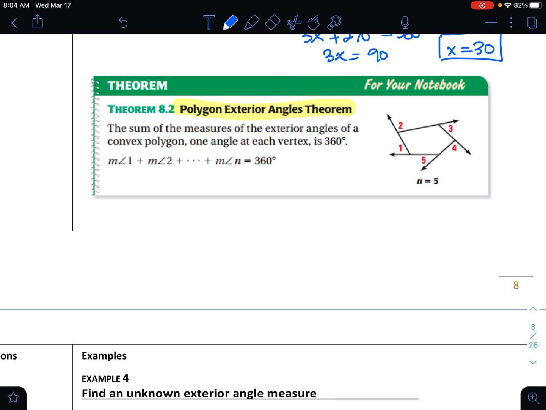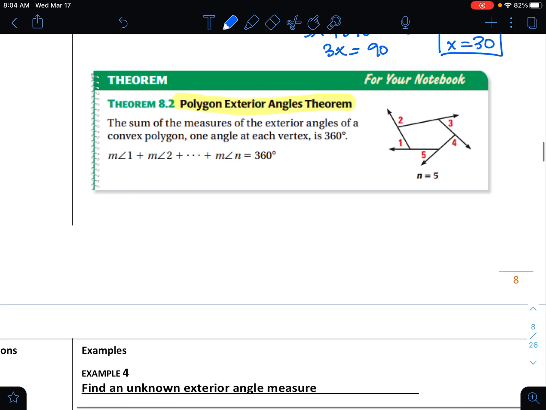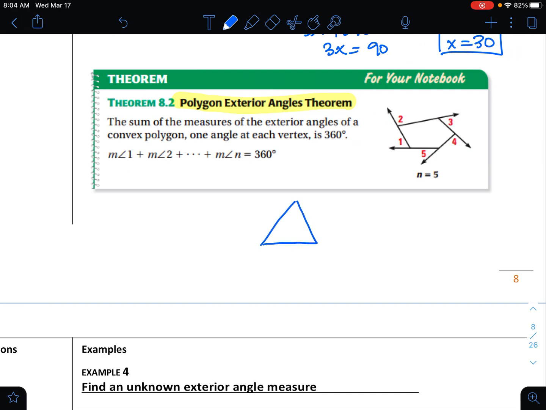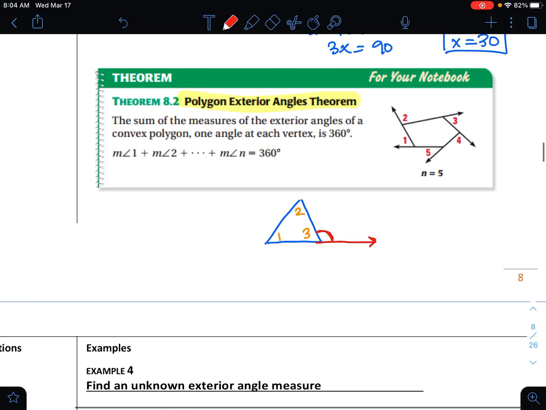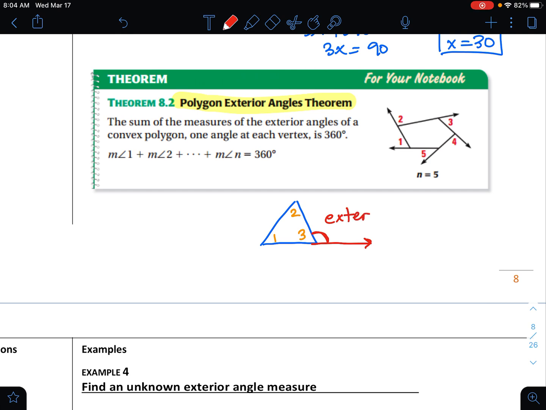So I want to remind you about an exterior angle, and if we just look at triangles, if I draw a triangle, of course it has 3 interior angles here. I'm just going to put 1, 2, 3. 3 interior angles. But I can take any of the 3 sides and extend it out. And I have created this outside angle here. And that's called an exterior angle. We had a property with triangles that said that this exterior angle is equal to the sum of the 2 remote interior angles. Okay, so that was from an earlier unit.